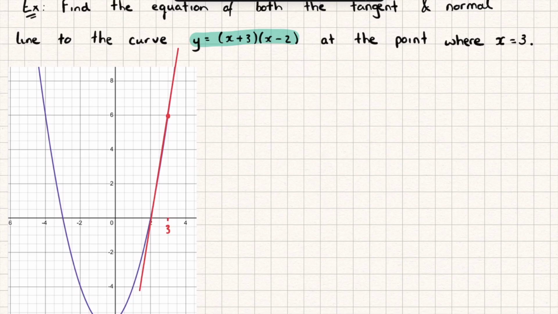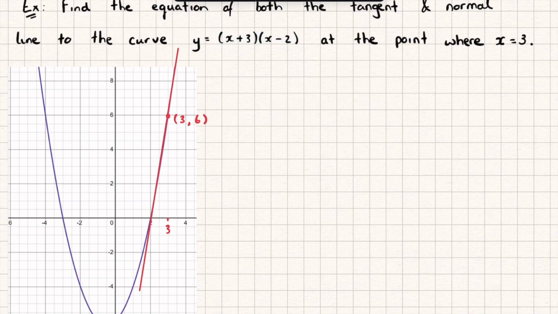So let's find the coordinates. Well, we know the x coordinate is 3, and to find the y coordinate, we can just substitute x is 3 into the equation of our curve. So y is going to be equal to 3 plus 3 multiplied by 3 subtract 2. Well, 3 plus 3 is 6, multiplied by 3 minus 2 is 1, and that's just going to give us 6, so the y coordinate is 6.